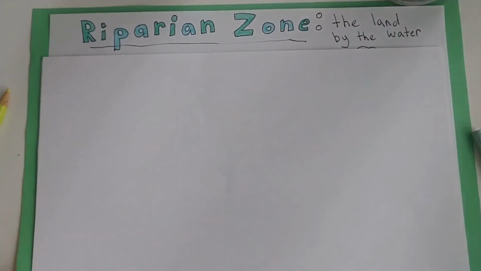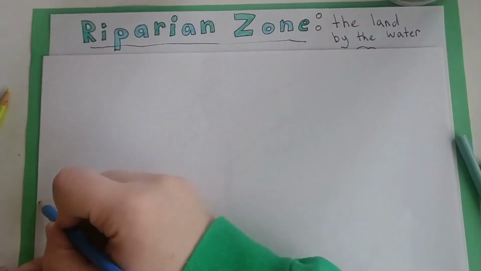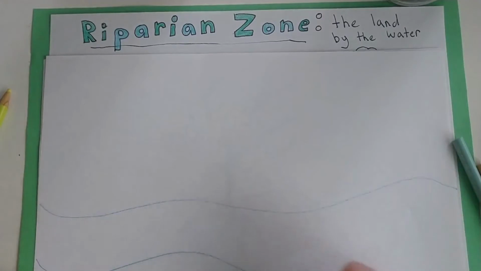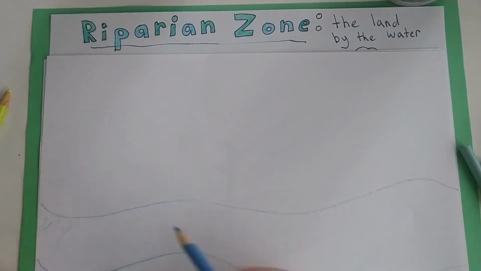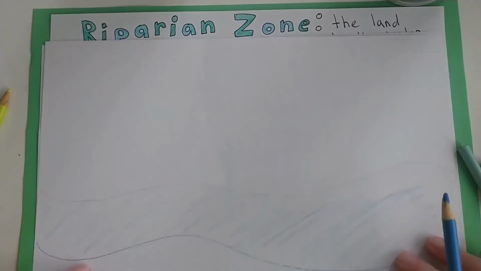So the first thing I want you to do is take a piece of paper like this, and I would like you to draw a big river in the middle, because it is the land by the water. So I'm just going to lightly shade this in for you all. Okay, so we have our river.